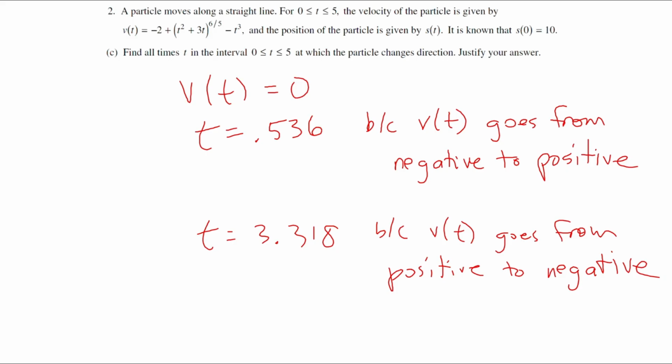And you got 3 points here. One just for considering when is v of t equal to 0, and the other two are for having both of these answers with the correct justification.